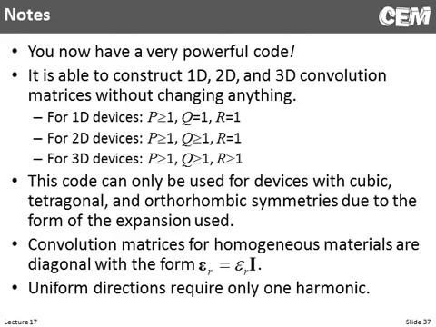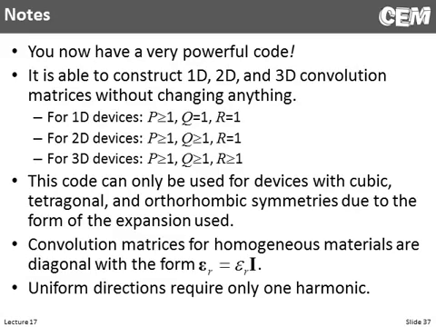What to remember though, we use the FFT to calculate the Fourier coefficients. That means we can only use that code to calculate convolution matrices for cubic, tetragonal, and orthorhombic symmetries. Any other crystal symmetry, we have to go back and resort to the brute force integrations. Also remember, if we have a homogeneous material, we don't even have to go through the whole convolution matrix thing, although we could, but the convolution matrices are diagonal, and the number going down the diagonal is whatever value was in that original real space grid that we Fourier transformed.